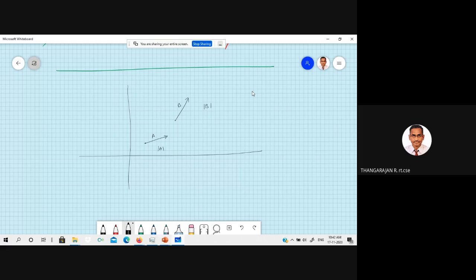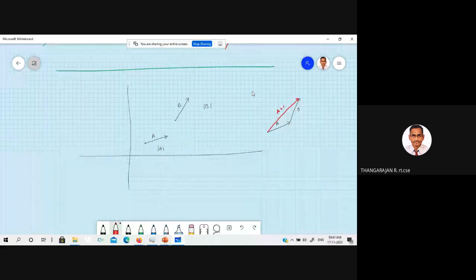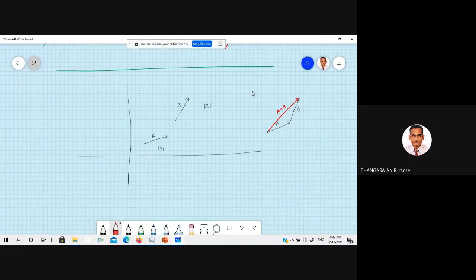Now, to add two vectors, you know what to do. You have to bring this vector here. Suppose I want to add A and B. Just put it like this: this is vector A, and this is vector B. Then you create a new vector from this point to this point, and this is A plus B. This is how you do vector addition, and vector subtraction, all those things. So you know all this.